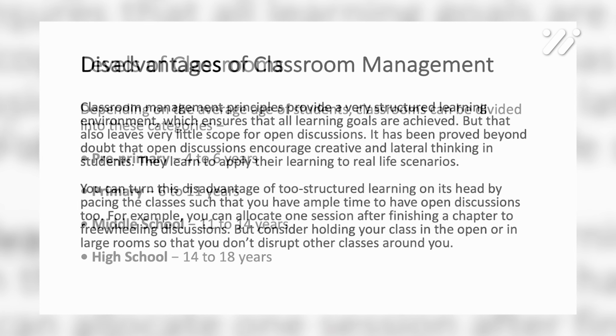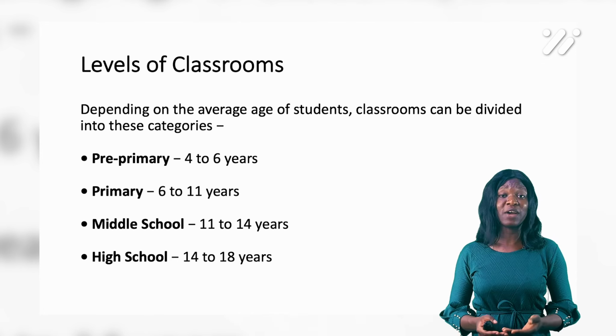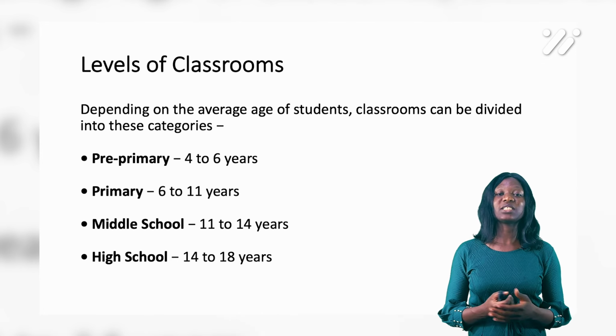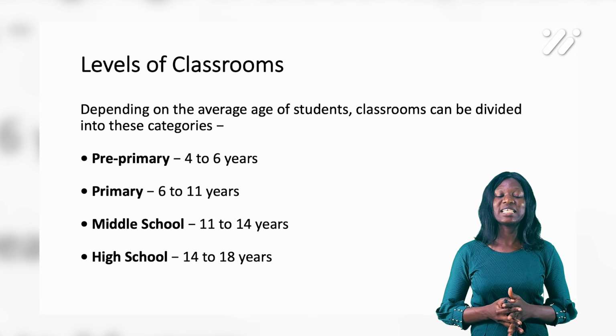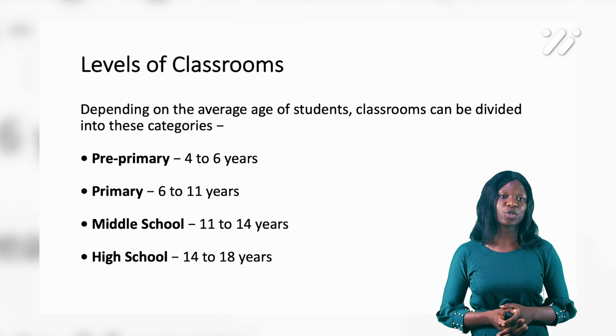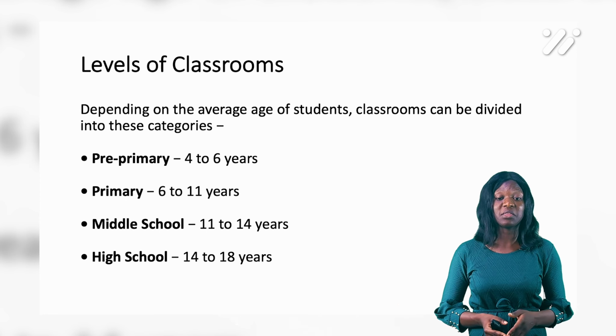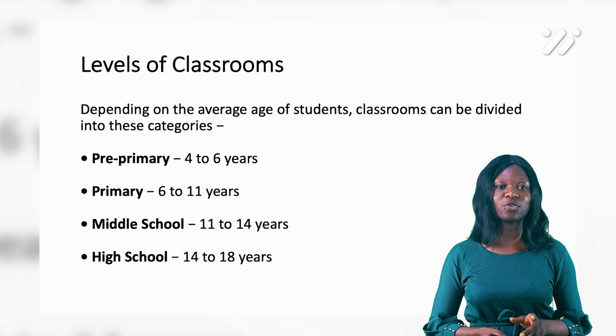Now, we're going to move to levels of classrooms. You definitely know that you're not going to jump from your mother's home to university or to high school. It all comes in steps and levels. Depending on the average age of students, classrooms can be divided into these categories. The first one is pre-primary, which is from 4 to 6 years. But some people have fast education and could start by 3. For me, I think I started when I was half a month old, I was just kidding.